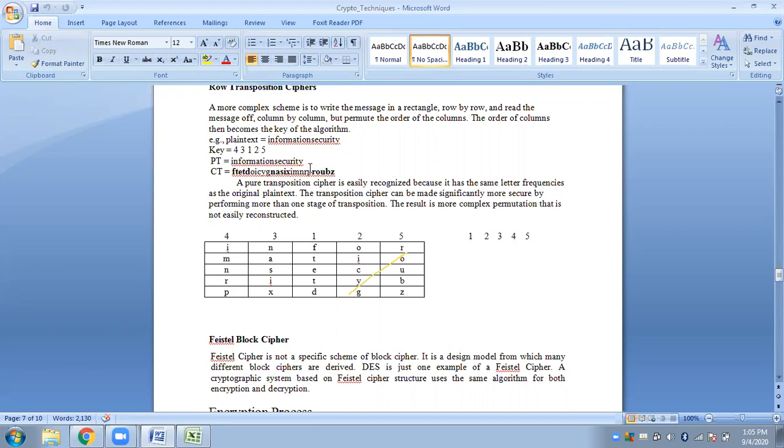This is very easy. There's nothing much to understand. It is very easy. Please do not confuse Playfair with row transposition. Is that fine? Is it clear till here?